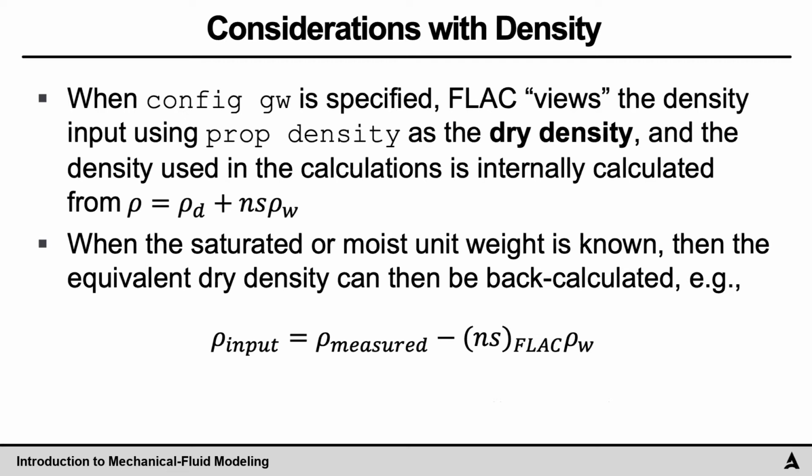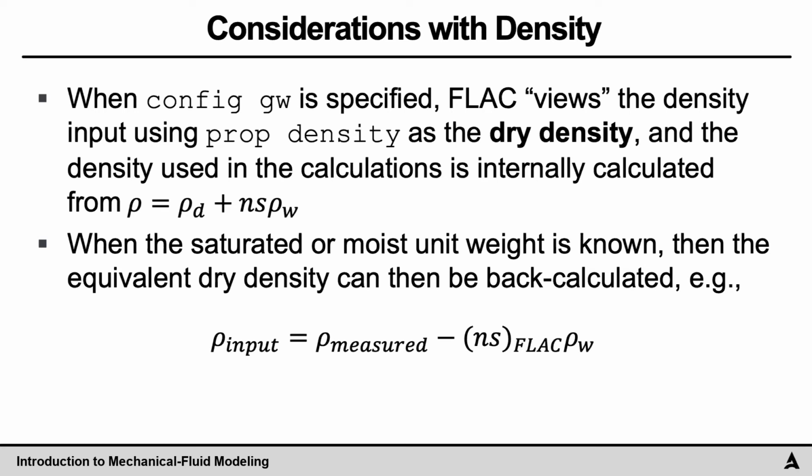So first, density. When we use the config groundwater, or for short, you could just type in config GW, FLAC starts doing something a little different. FLAC then views the density that we input in our analysis as the dry density.